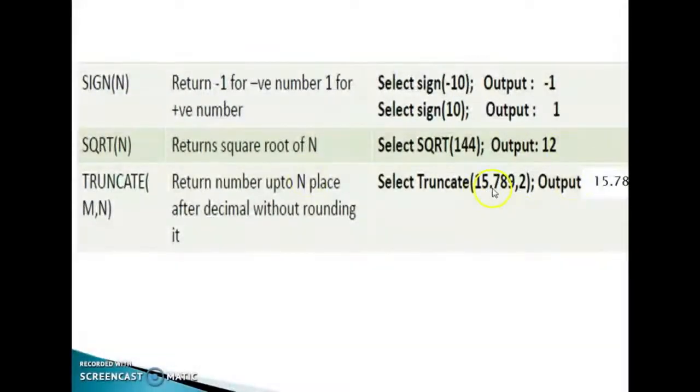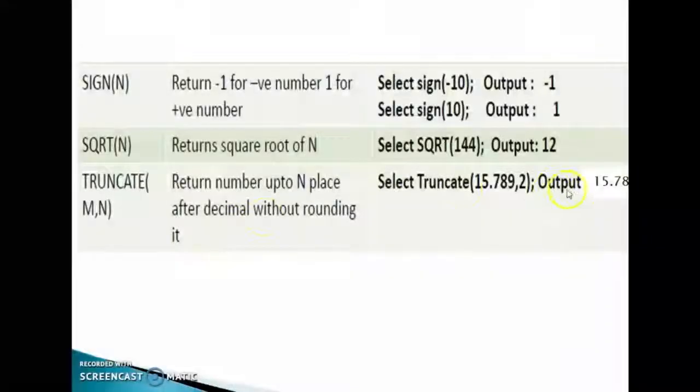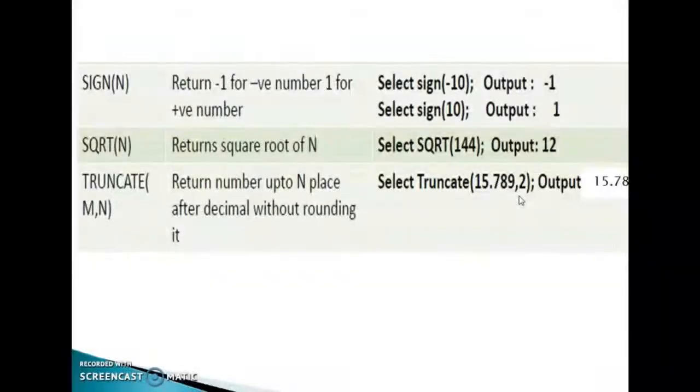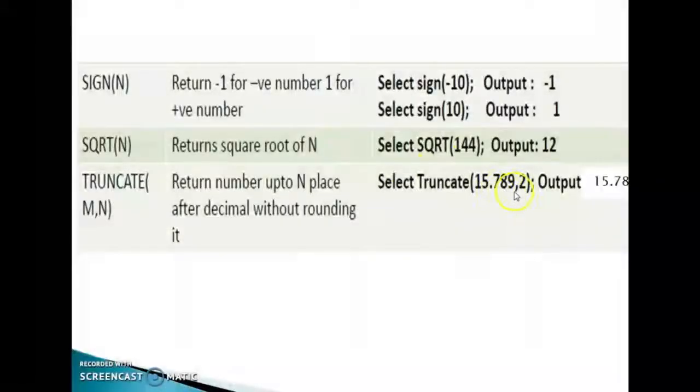That means TRUNCATE(15.789, 2) returns the number up to 2 places after the decimal without rounding it. It will not round. When we are using this truncate, it will simply cut that number. Check this one, TRUNCATE(15.789, 2). The output is 15.78.